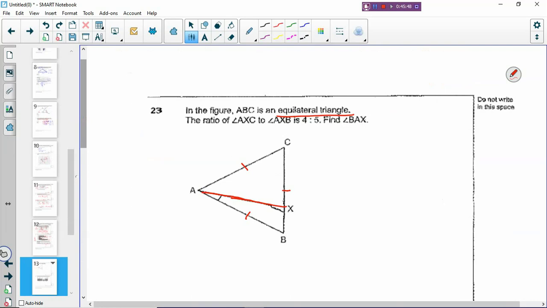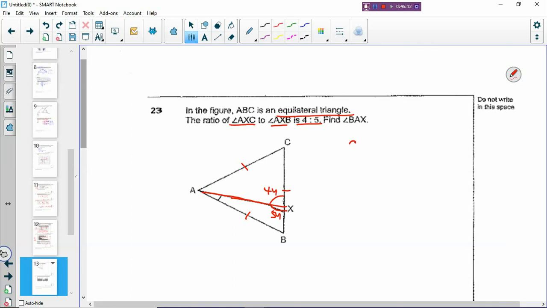So the ratio of AXC to AXB is 4:5. What do you do? You need to put it into your picture. Where is AXC? AXC is over here, and that is your 4 units. So you need to do this. And your AXB is where? Over here, which is 5 units. So when you put it into your picture, what happens? It becomes clearer, and you will be able to know what's the next step.